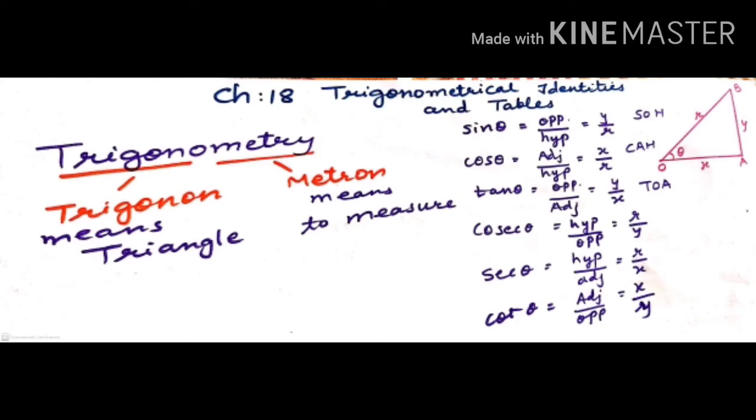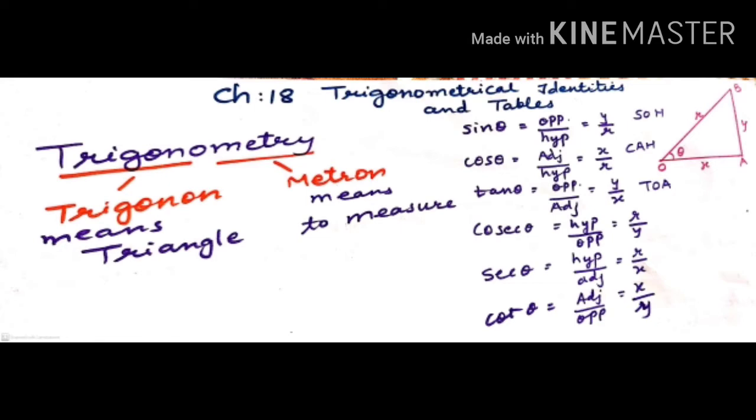Today we are going to start our new chapter number 16. By mistake I have written chapter number 18, but in your textbook it is chapter number 16, trigonometrical identities and tables. First of all, we learn what is trigonometry.